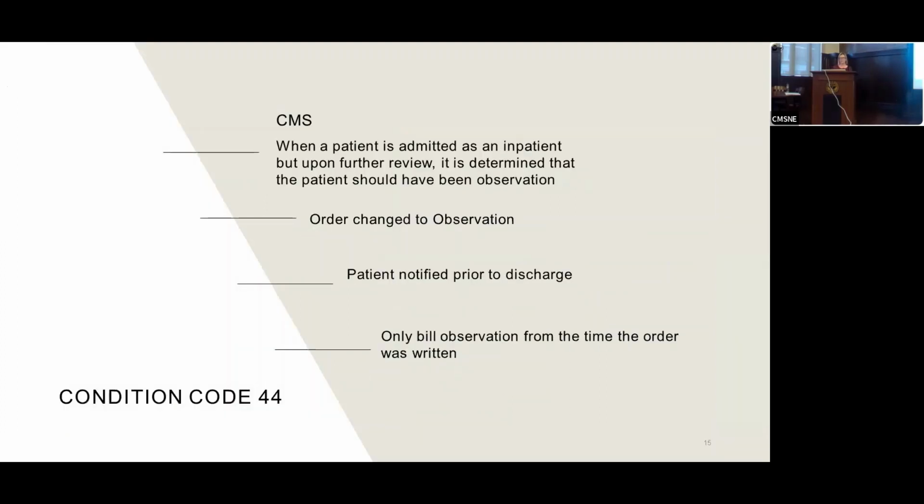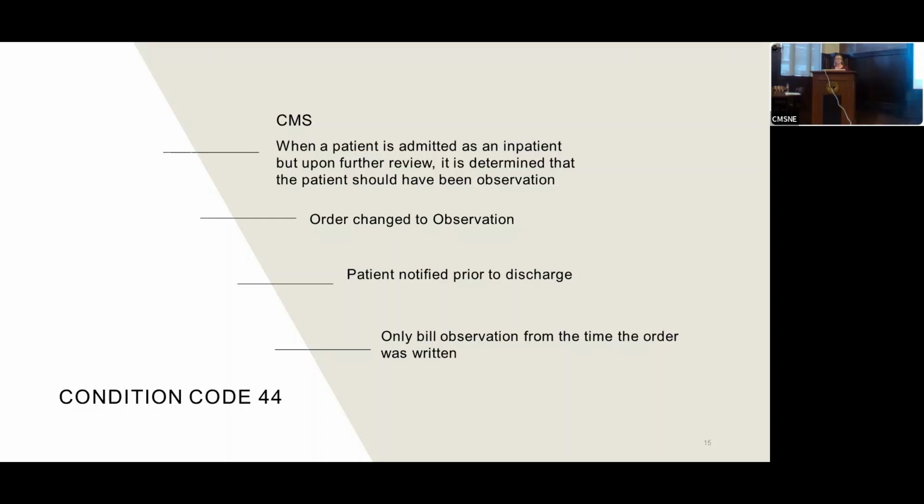Condition code 44. When a Medicare patient is admitted to the hospital as an inpatient, and upon further review, it's determined that the patient should not have been inpatient, Medicare has us do a process called a condition code 44. This has only been around for about 20 years. Prior to that, if you found that your patient wasn't appropriate for inpatient, you just had to write the whole thing off. But about 20 years ago or so, they allowed hospitals to start doing condition code 44s. This process must be done in its entirety before the patient is discharged from your facility.